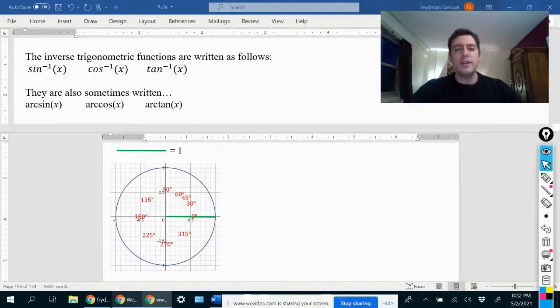Hi everybody, in this video we're going to talk about the inverse trigonometric functions. First, just a little bit about notation, which means how we write things. This is how the inverse trigonometric functions are written. This is inverse sine, inverse cosine, inverse tangent. Notice that the -1 is between the sine and where I've written x over here.